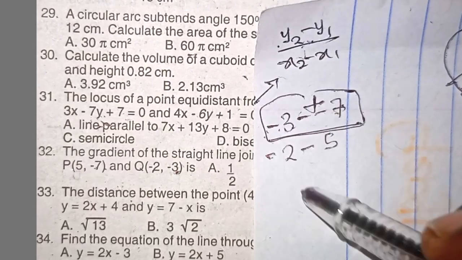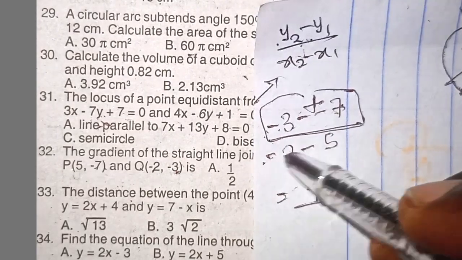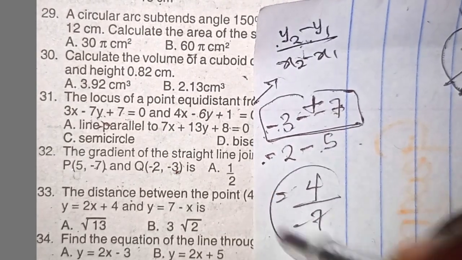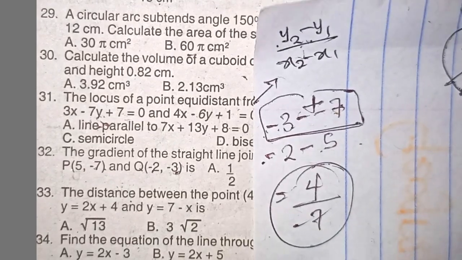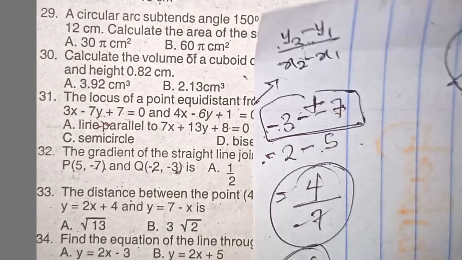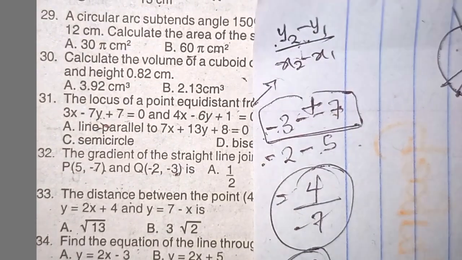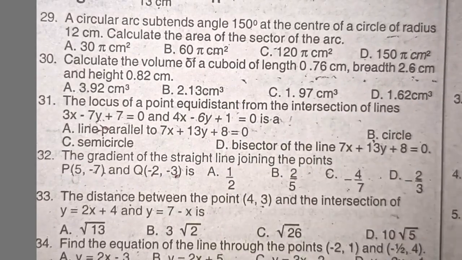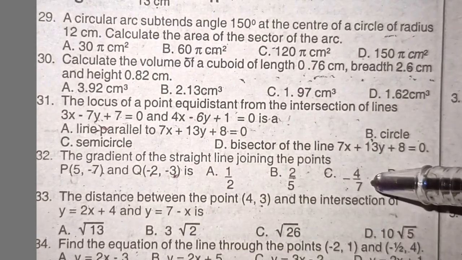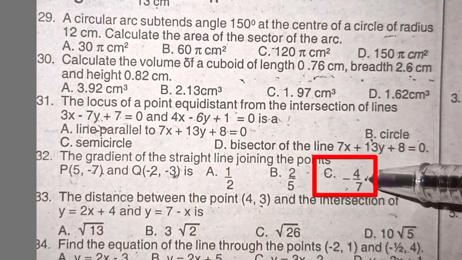That will give me 4. So this will give me 4 over minus 2 minus 5. That will give you minus 7. So at the end of the day, you're going to get minus 4 over 7 as the gradient. So that's the formula for gradient. So the answer is minus 4 over 7. So let's go to the option and pick it there. As you can see, minus 4 over 7.